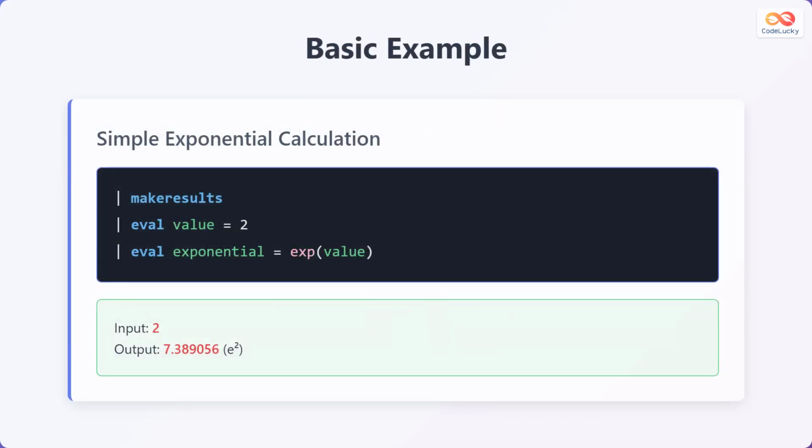Let's look at a simple example. We start with make results to create sample data, then evaluate a value of 2, and finally calculate the exponential using the exp function. When we input the value 2, the output is 7.389056, which represents e squared. This demonstrates the basic usage pattern you'll follow in most scenarios.